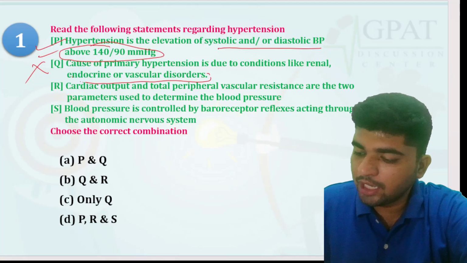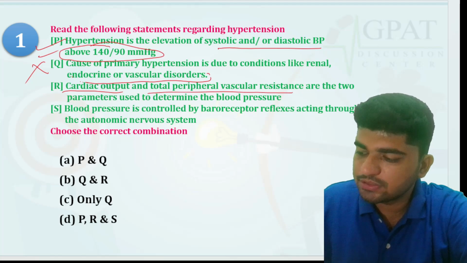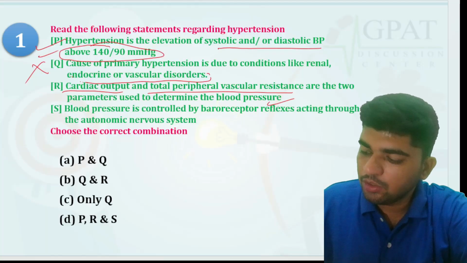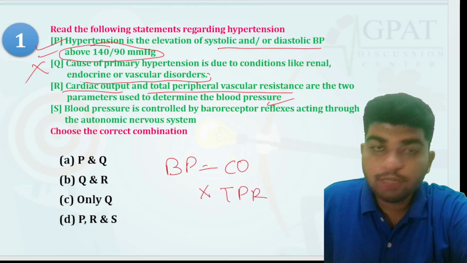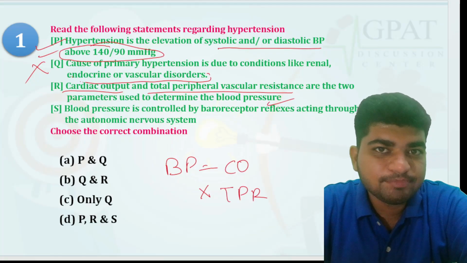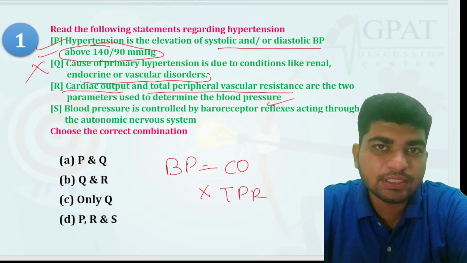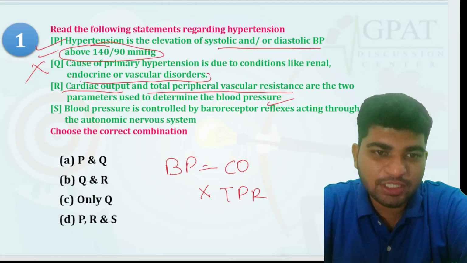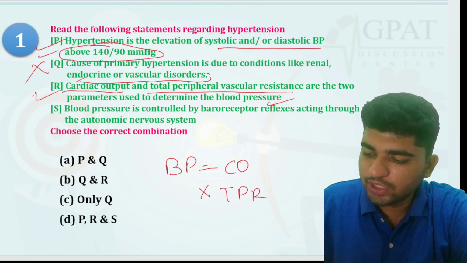Let's move to statement R. Cardiac output and total peripheral vascular resistance are the two parameters used to determine blood pressure. Yes, it is right. How? Because BP is equal to cardiac output into TPR, total peripheral resistance. Can you tell me what cardiac output is, and what amount of blood the heart pumps in 1 minute? Write the answer in the comment section. So this one is also right.